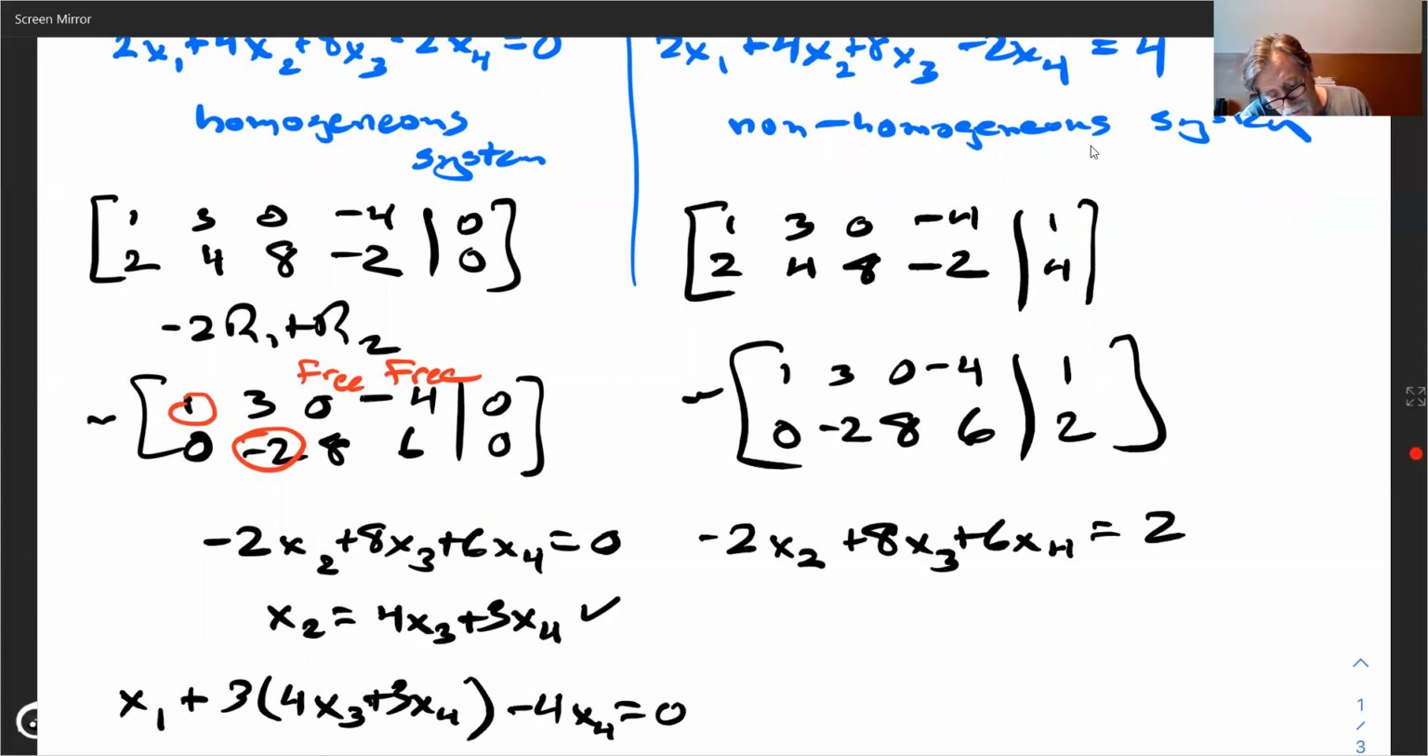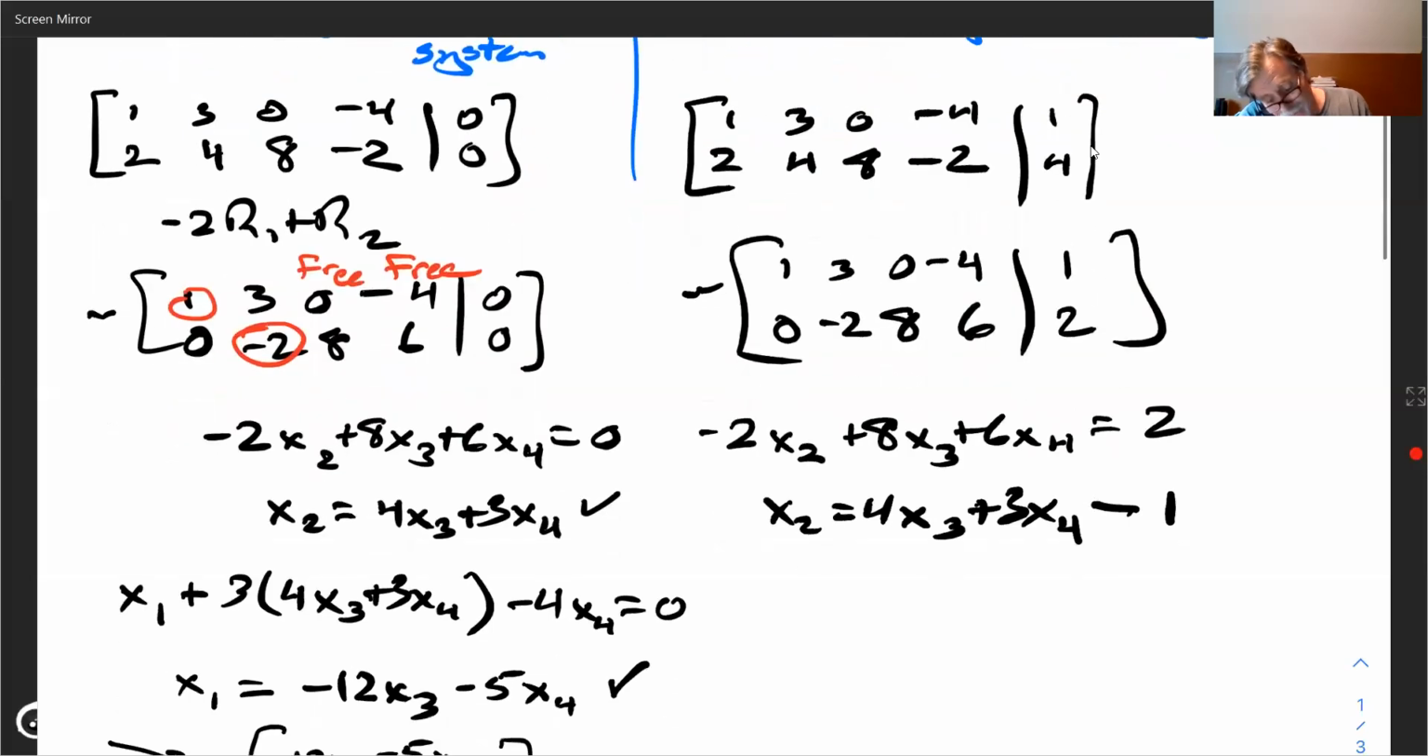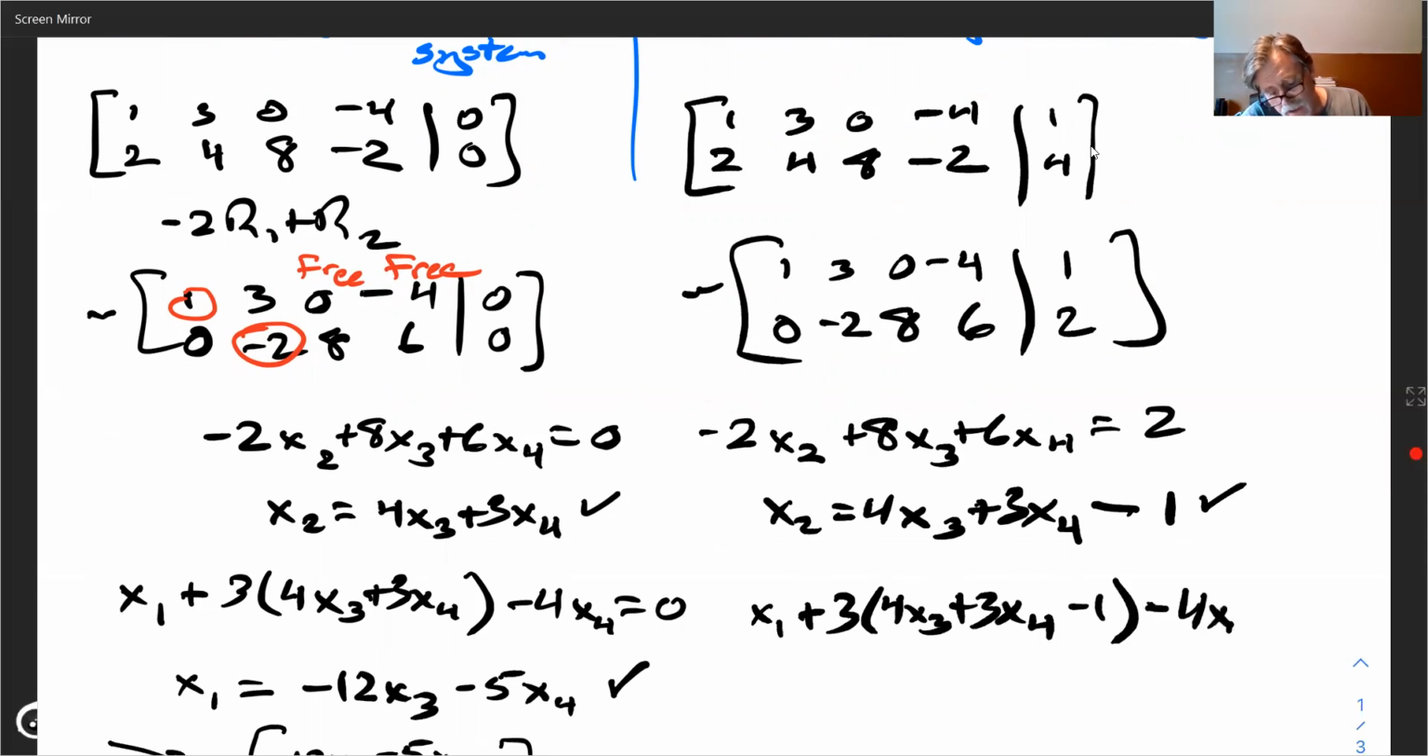So you write this and you go, well, x2 therefore is equal, as we found before, to 4x3 plus 3x4, but what else? We have a minus 1 also. That's done. We go after x1, and of course it's 3 times x2. And what is x2 this time though? x2 is 4x3 plus 3x4, but what? Minus 1. And then minus 4x4. And what's it equal to? It's not 0 anymore. It's 1, isn't it?